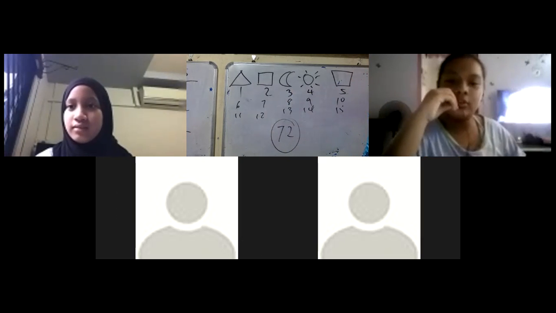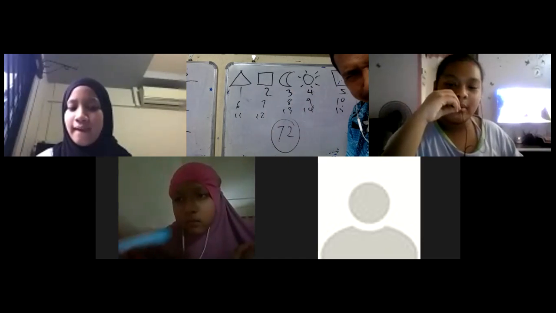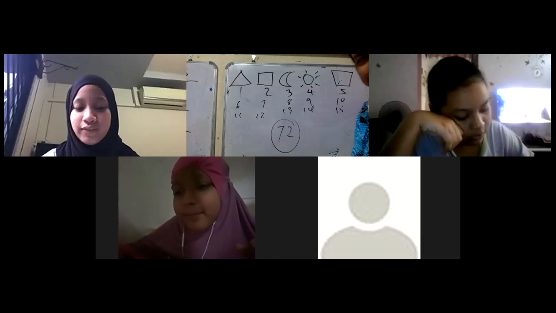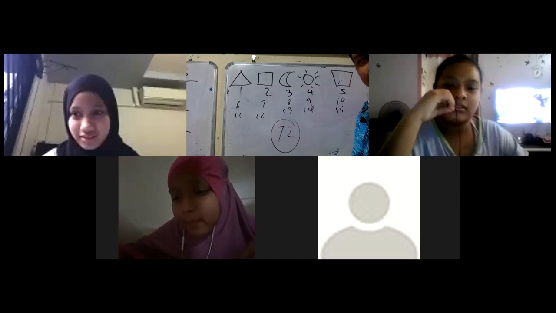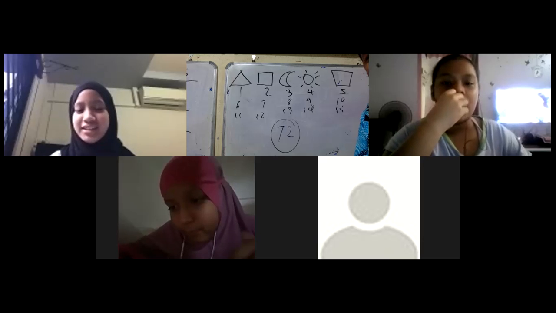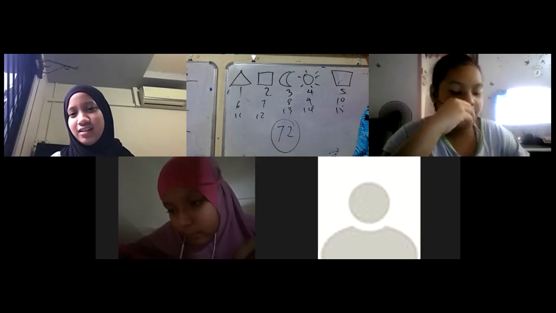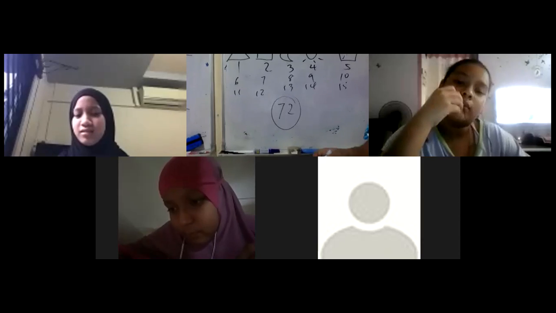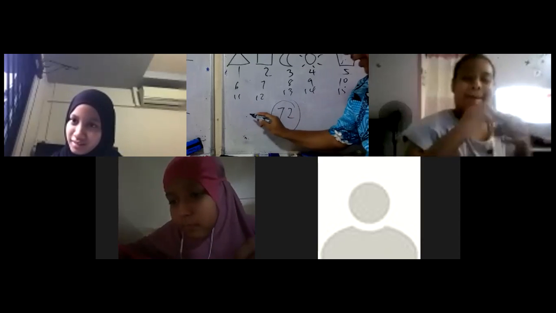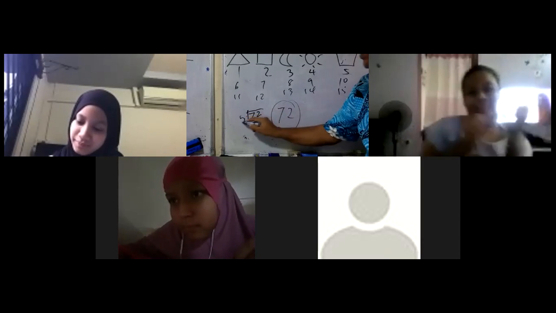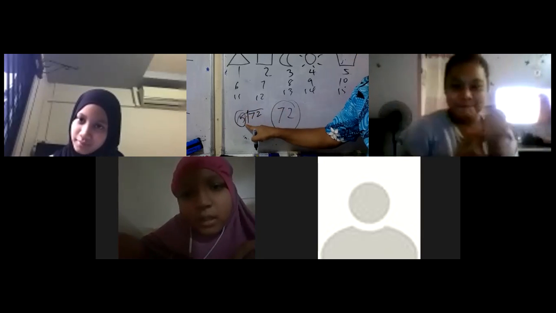No, the remainder is 2. Wait, 72 divided by 5, right? Yes. Isn't the remainder 5? No, the remainder is 2. Sister, look at this. You divide by 5. This is not the remainder. This is the number you divide by.